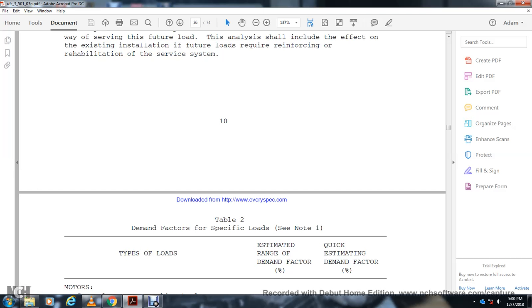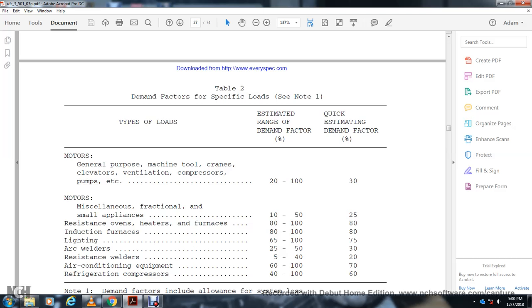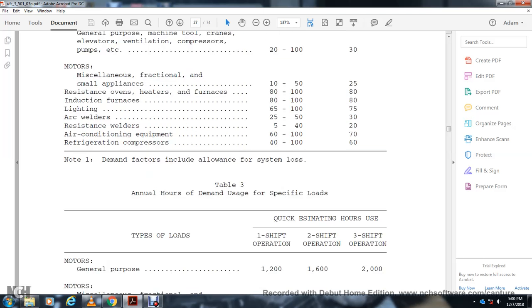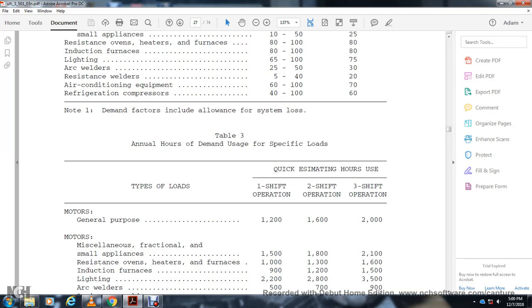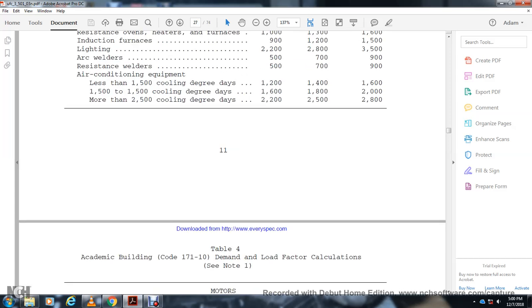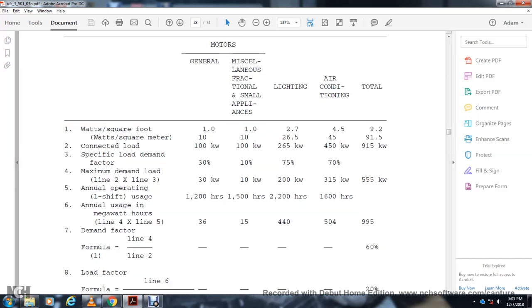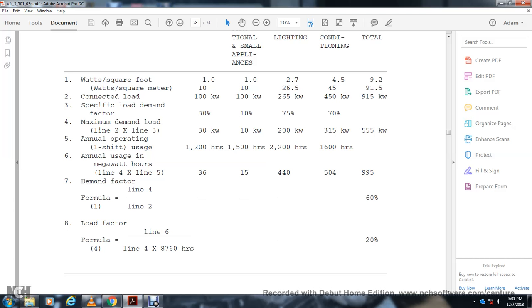Alright, Table 2 shows the demand factor specific to load, note 1, type 1 motors, estimated range of the demand factor, quick estimating demand factor, and motors demand factor allowance. Table 3, annual hours of demand for specific load types: loaders, motors, 1 shift operation, 2 shift operation, 3 shift operation, quick estimating hours. Table 4 covers uses: general motors, miscellaneous fractional small appliances, lighting, air conditioning, total watts per square foot, demand factor, load factor, annual uses, megawatt, annual operation, 1 shift uses, maximum demand load, lines 2 and 3.